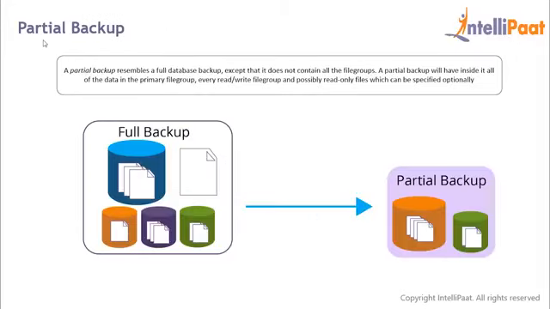Then we have partial backup. So partial backups allow us to back up only a subset of the data files. These partial backups will make a backup copy of the primary file group and all read-write file groups. And by default, they will omit any file groups designated as read-only. This means that partial backups are only relevant for databases that contain read-only file groups. Otherwise, a partial backup will capture exactly the same data and objects as an equivalent full database backup.